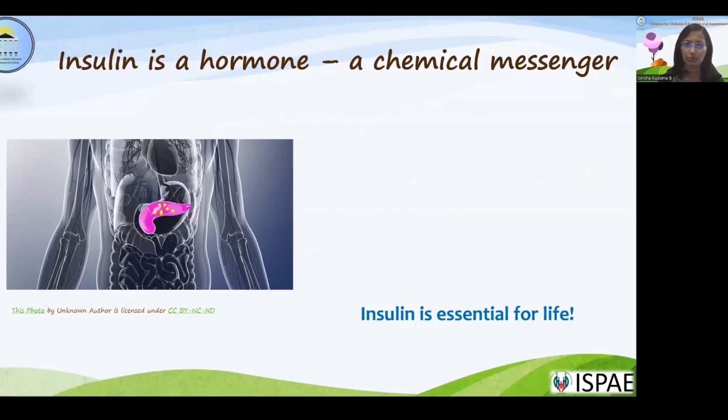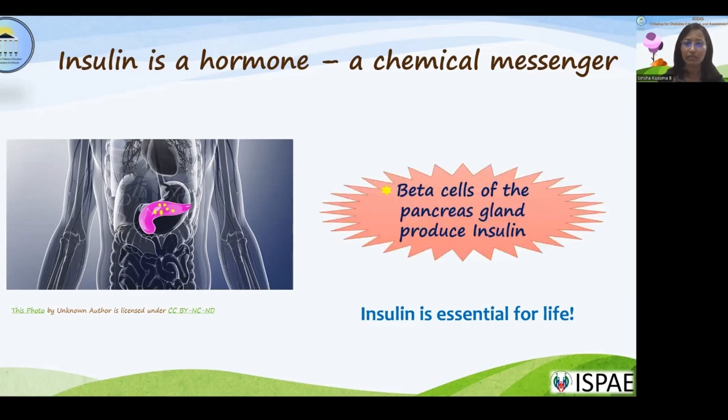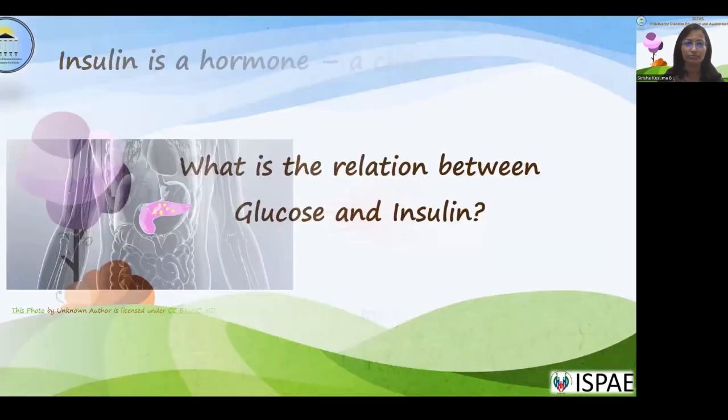So what is insulin? So insulin is a hormone. A hormone is a chemical messenger passing on signals from one part of the body to another. And this particular insulin is produced by a gland known as pancreas. So the beta cells in the pancreas gland produce insulin. And insulin is essential for life, and we are going to see how.